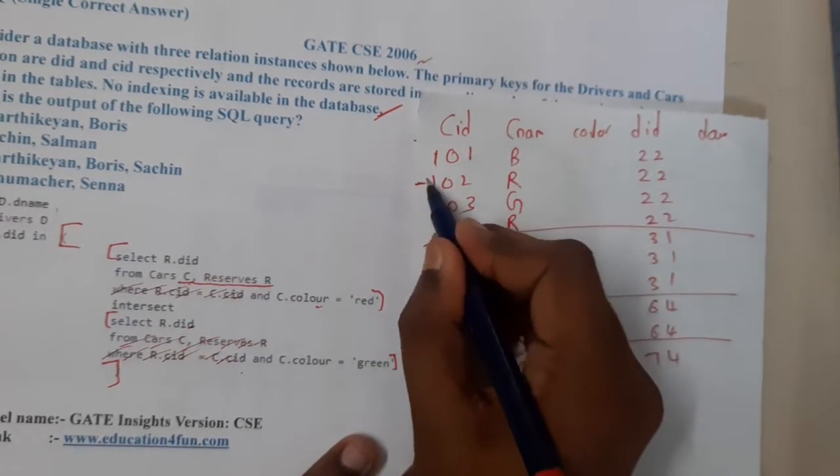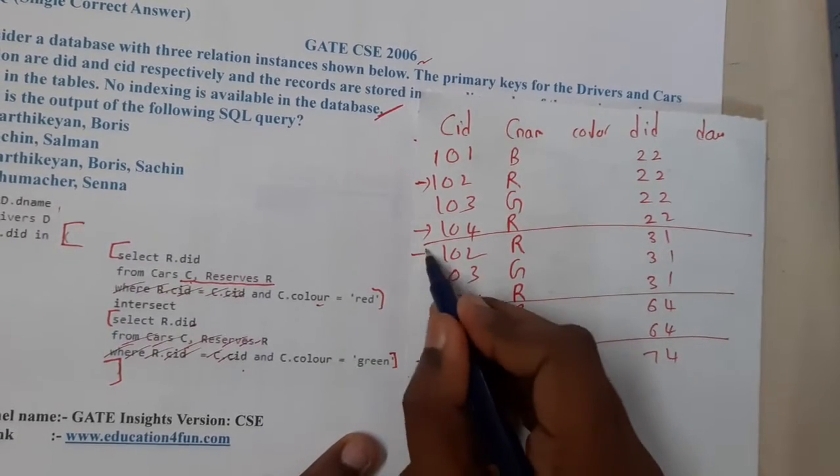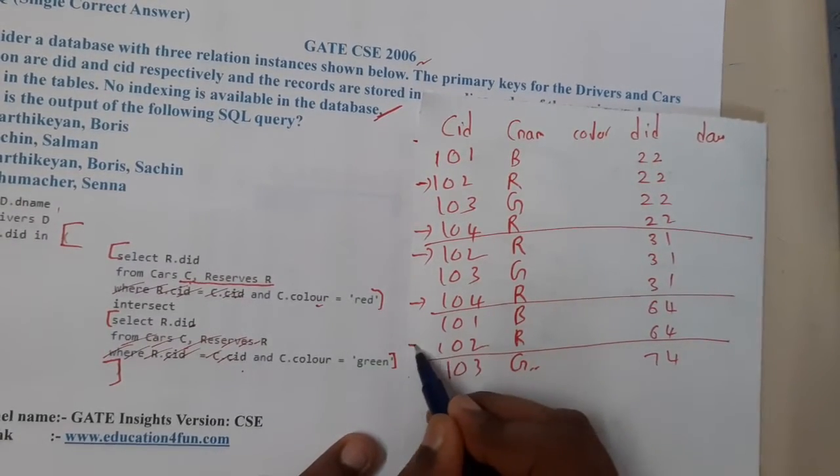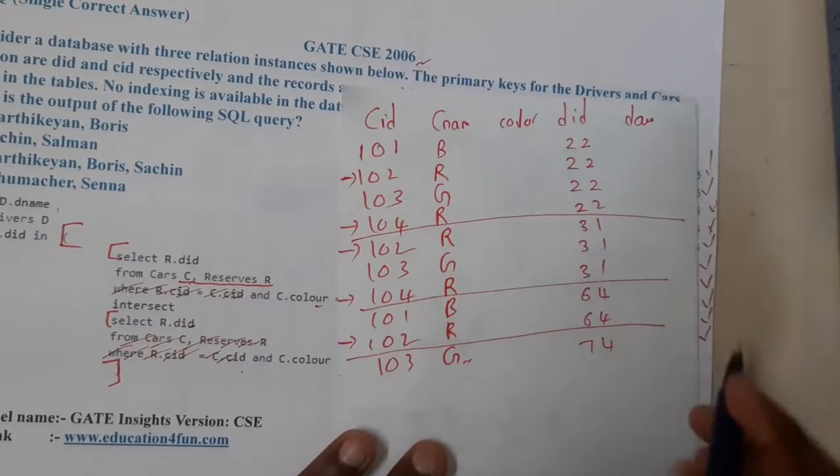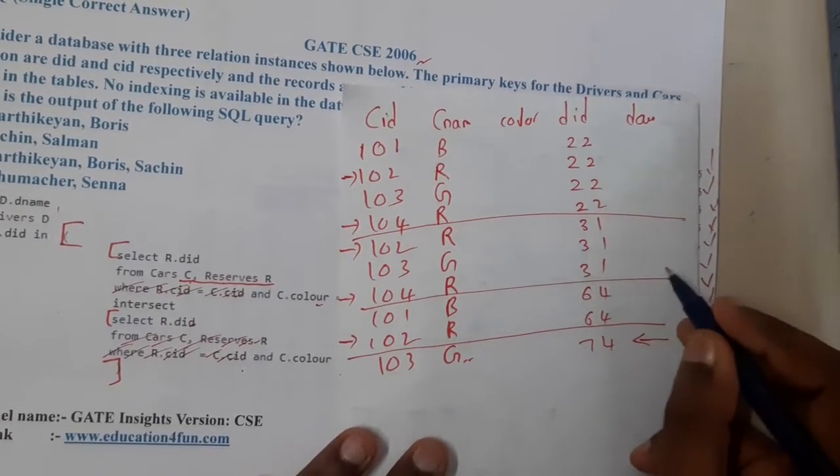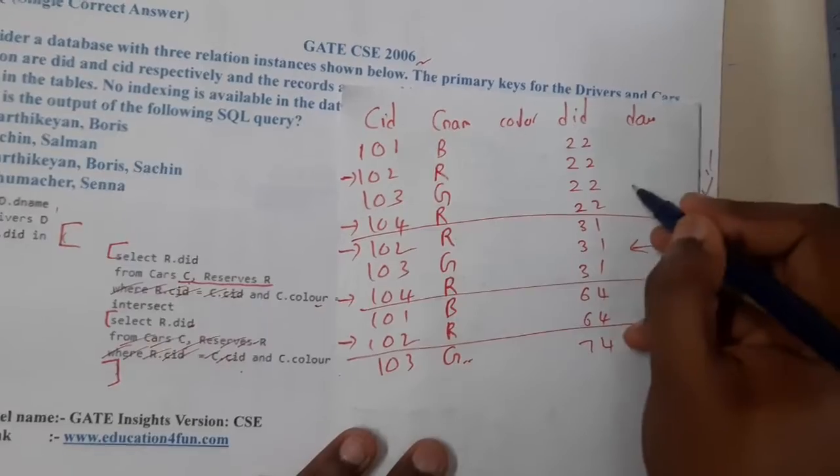So it is a red here. Similarly, we need to mark for green. So it is a green here.